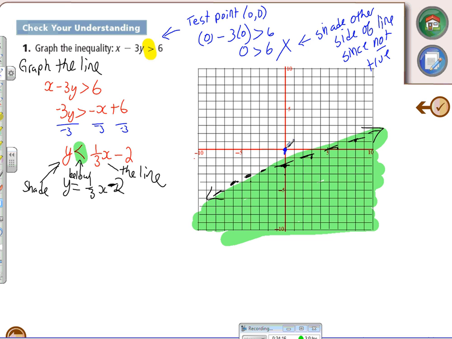So here's my 0 and 0. I need to shade on the other side of the line. Some people like to take it to this and follow that rule. Some people like to use the test point 0 and 0 and shade it that way. Either way is acceptable.